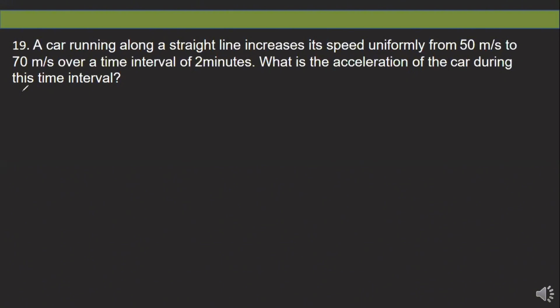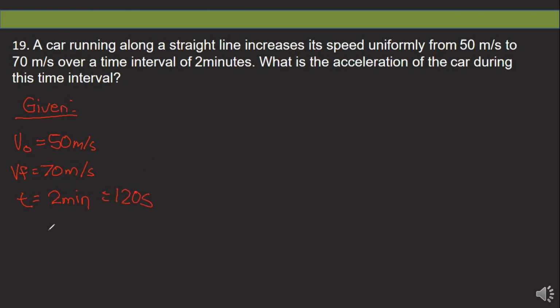So, let's solve for the acceleration by identifying the given. So, we have here the given. A car along a straight line increases its speed from, so the initial velocity is 50 meters per second to 70. So the final velocity is 70 meters per second over a time interval of 2 minutes. So we have a given time which is 2 minutes. Now let's convert 2 minutes into seconds. So we have 60 seconds for 1 minute. So we have 120 seconds.